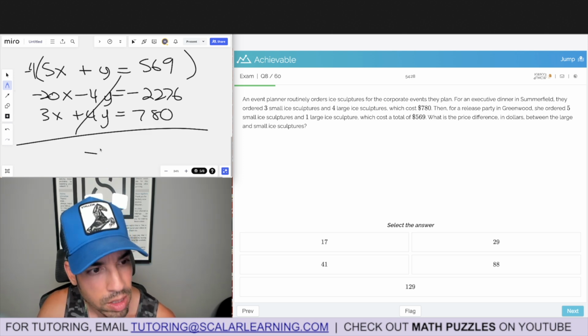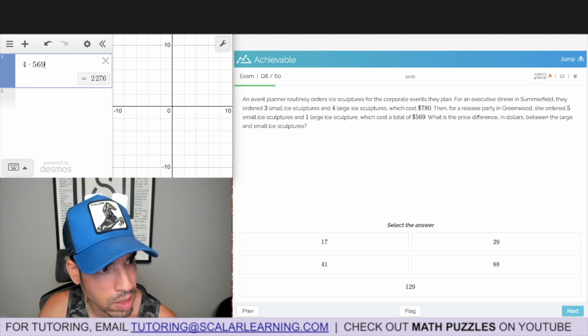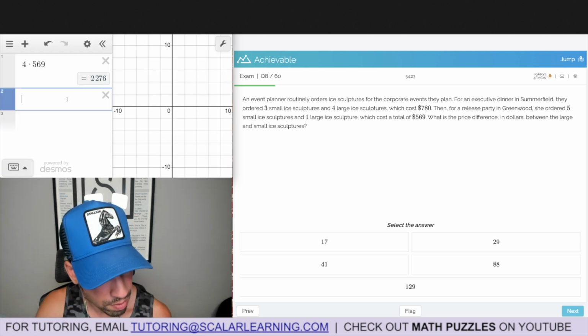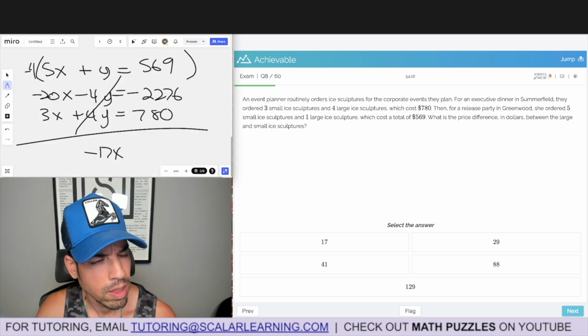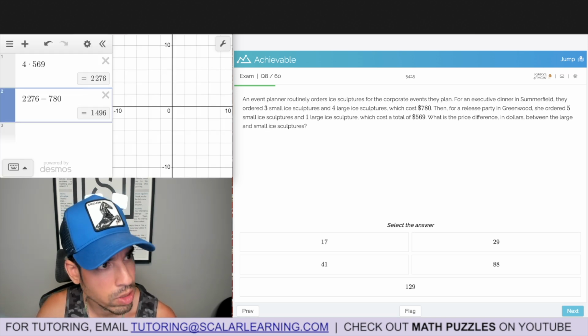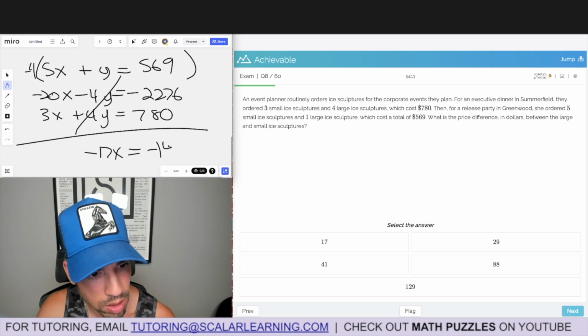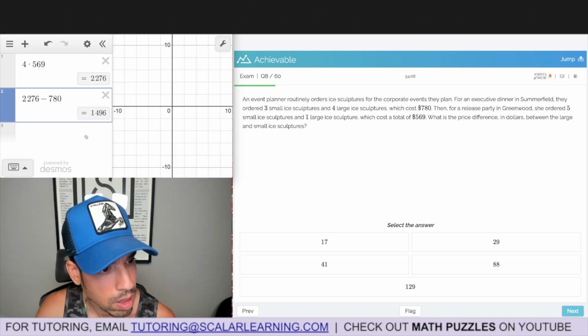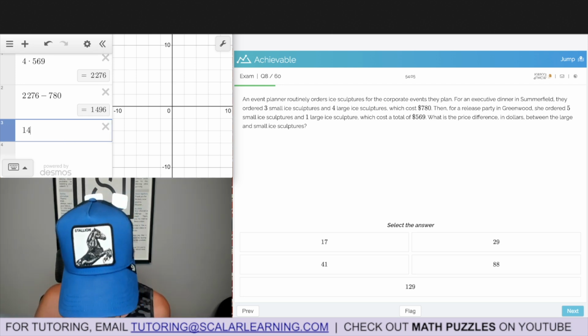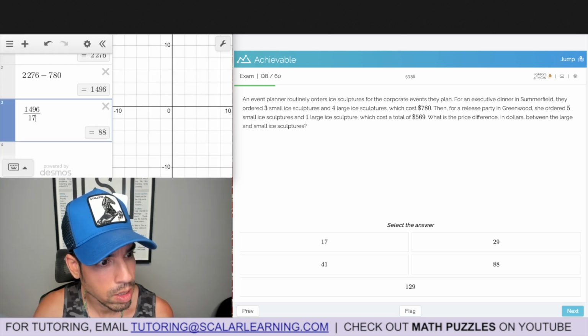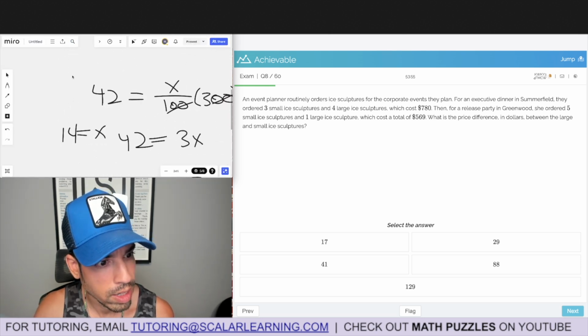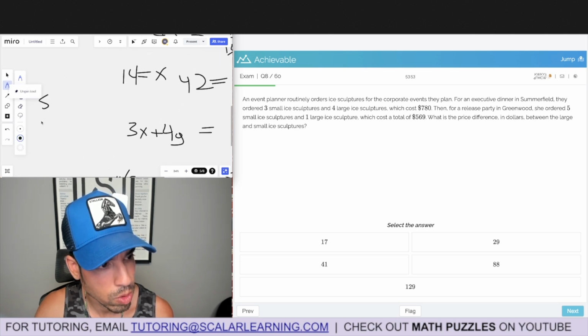-20 plus 3 is -17x. -2276 plus 780. Was it right? Yep. And then that's going to be -1496 equals -17x, so x equals -1496 divided by -17. It's going to be positive. 1496 divided by 17 is 88. So that's x, not y. So the small is 88.